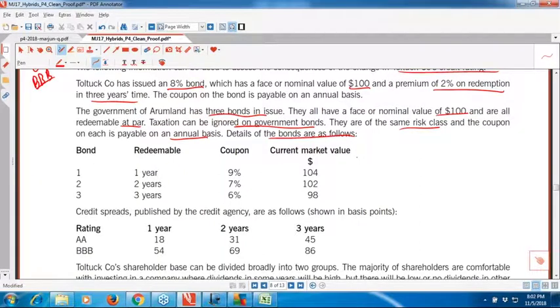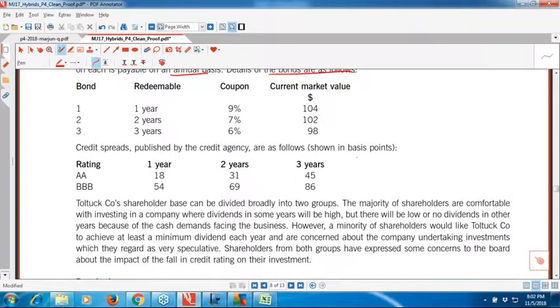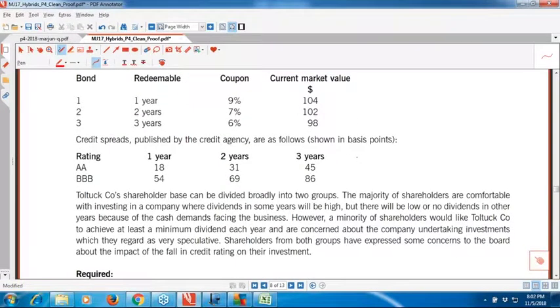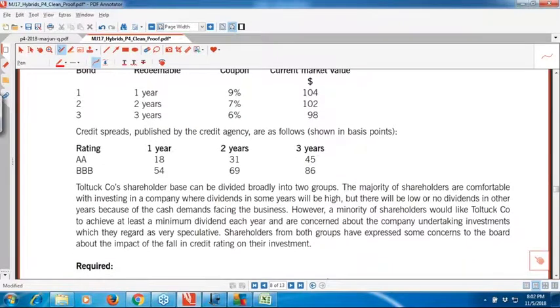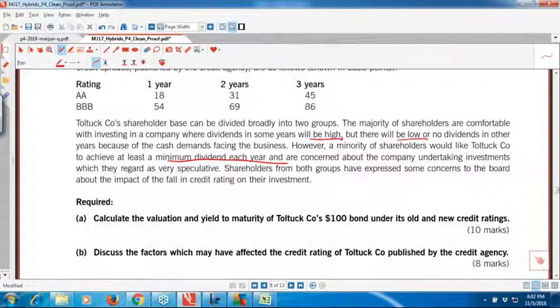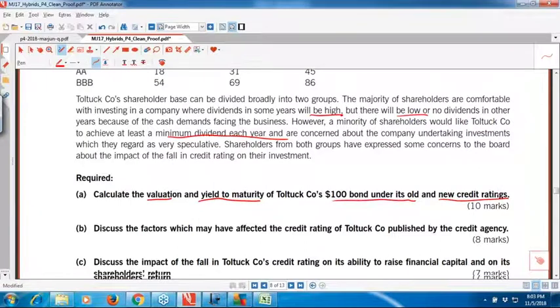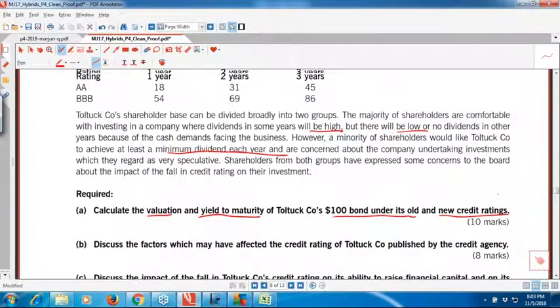And we are also being told that the credit spreads published by the credit agencies are as follows, shown in basis points. Now it says the Taltuck shareholders' capital base can be divided broadly into two groups. The majority of shareholders are comfortable with investing in a company where dividends in some years will be high, but there will be low or no dividend in other years because of the cash demands facing the business. However, a minority would like Taltuck company to achieve at least a minimum dividend each year and are concerned about companies undertaking an exit. It says calculate the valuation and yield to maturity of Taltuck's $100 bond under its old and new credit ratings. So we need to calculate the value and the yield to maturity.